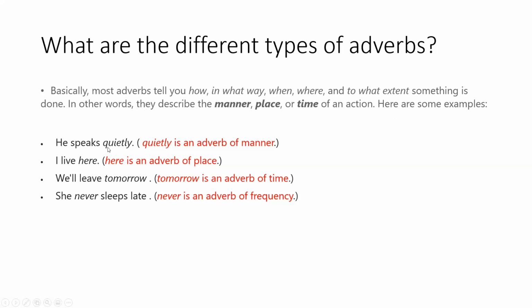He speaks quietly. Quietly is an adverb of manner because it's telling you the way he speaks. I live here. Here is an adverb of place. Is the place where I live. We'll leave tomorrow. Tomorrow is an adverb of time. It's telling you the time when we'll leave. She never sleeps late. Never is an adverb of frequency.